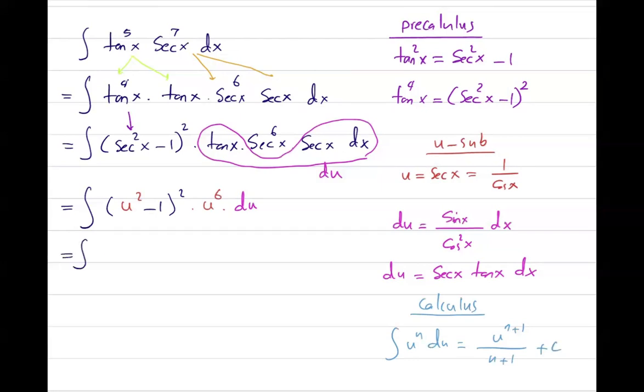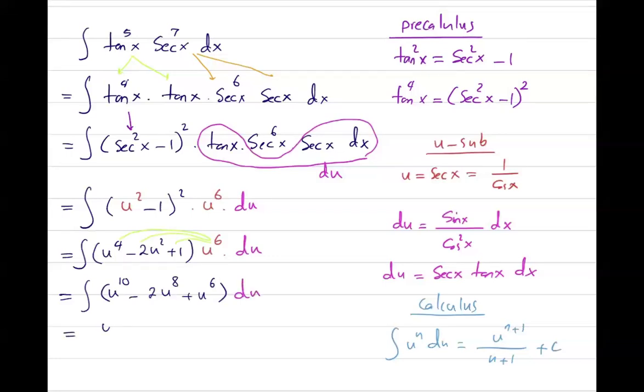This can be written as the integral of u to power 4 minus 2u squared plus 1, then you have u to the power 6 that you can distribute, times du. So distribute it into the parentheses and then simplify as much as you can. So you get the integral of u to power 10 minus 2u to power 8 plus u to power 6, then we have a du next to it, which in turn can be written as u to power 11 over 11 minus 2u to power 9 over 9 plus u to power 7 divided by 7 plus constant of integration.